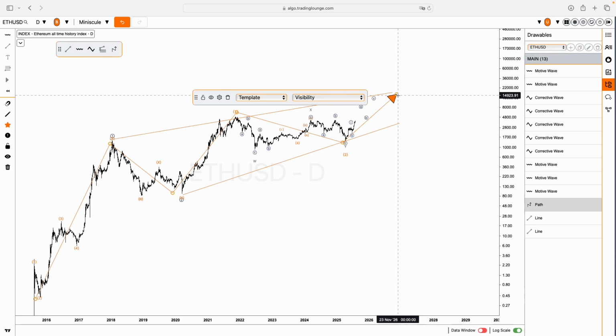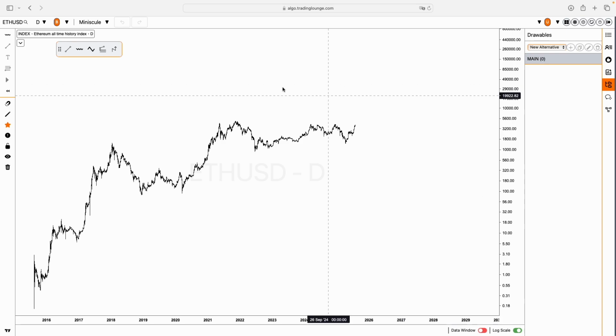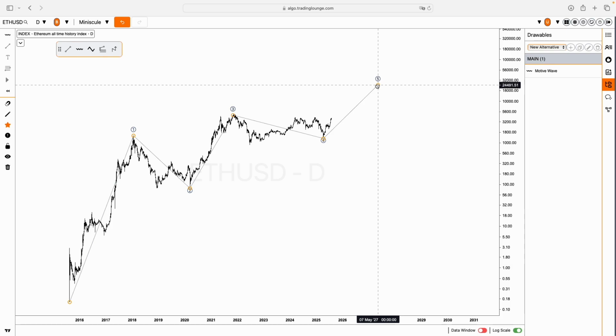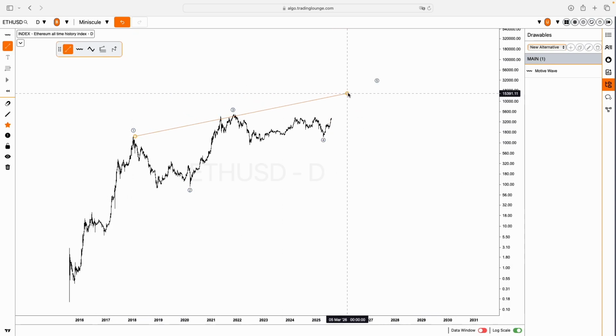I'll just label it, and then I'll do the considerations, and then we'll take a look at this count, which is extremely bullish but possible. Don't want to say my preferred one because I'm going to be slaughtered. Okay, so 1 2, up in 3, down in 4, up in 5. Okay, let's label it primary, leading diagonal.